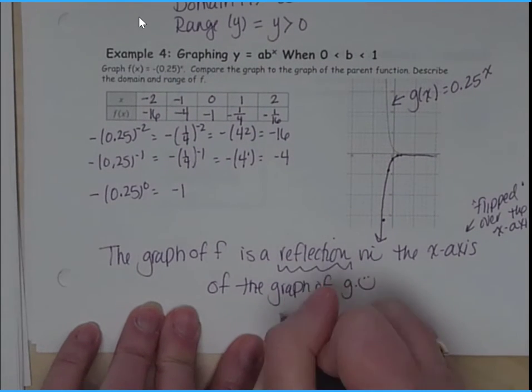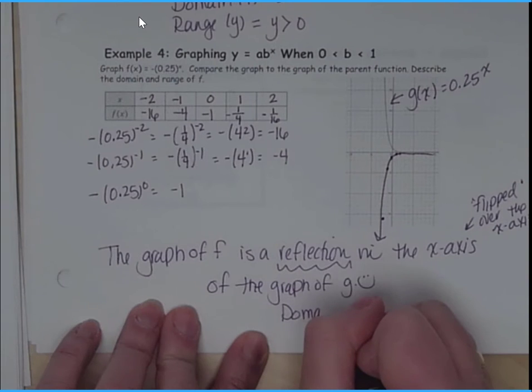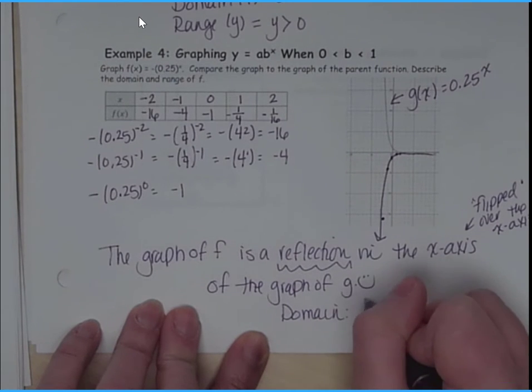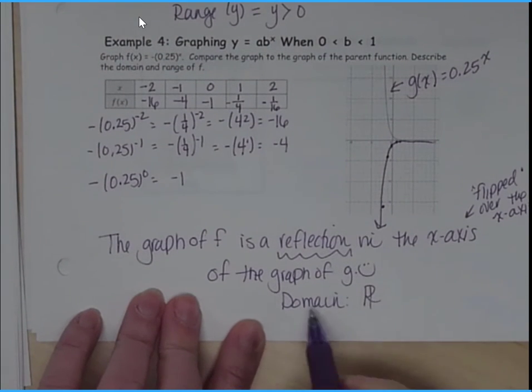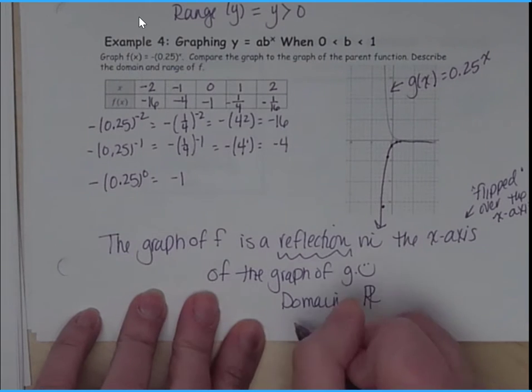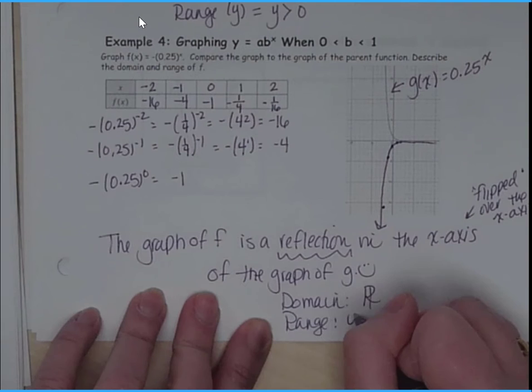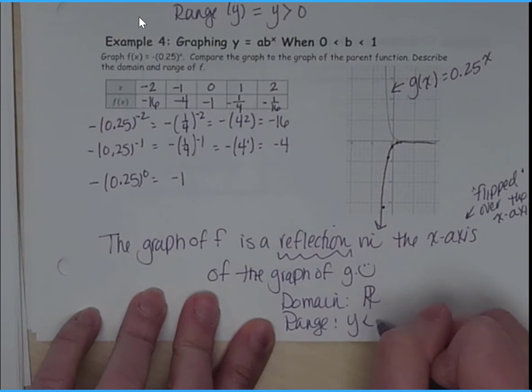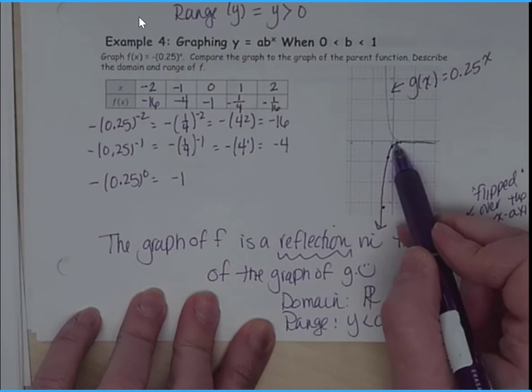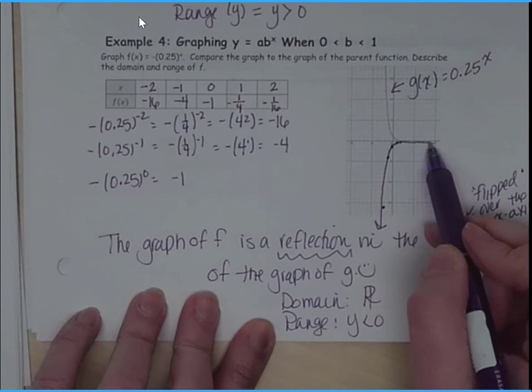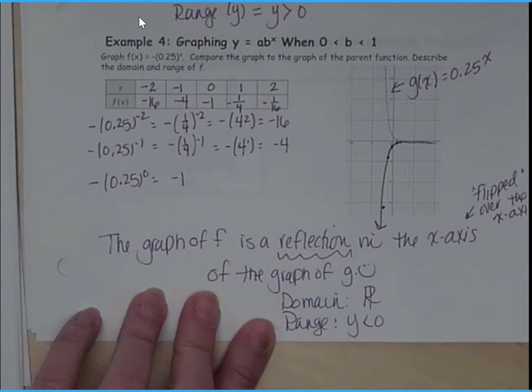Now, I still need to find the domain and range. The domain, well, what can my x values be? Real numbers. I can pick any value for x I'd like. And then my range, what's my y value? Well, my y value is always going to be less than 0. I'm never going to reach 0. I'm going to get pretty darn close, but I'm not going to reach it.